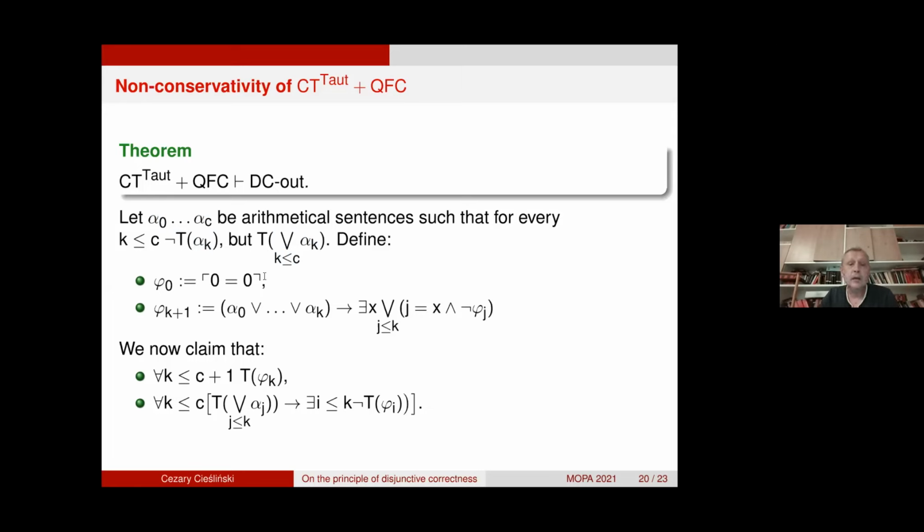And now, again, we define a Yablo-style sequence. 5-0 as usual, nothing special, just to start the machinery running. And 5k plus 1, this is really what is important. With an implication, the antecedent states that a disjunction of all these alphas up to k holds. So we add this suspicious condition in the antecedent.